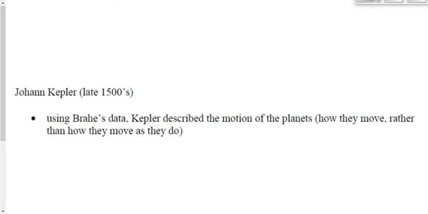Tycho Brahe's assistant, Johann Kepler, he's the guy that really did the heavy-duty analysis with the data that him and his boss, Tycho Brahe, came up with. Tycho Brahe dies, and Kepler uses this data to come up with 3 laws that describe the motion of the planets.